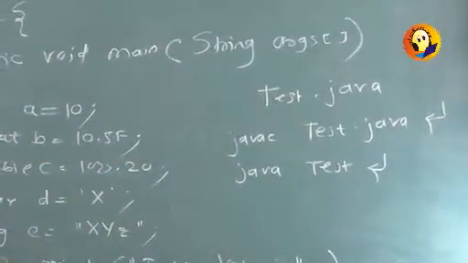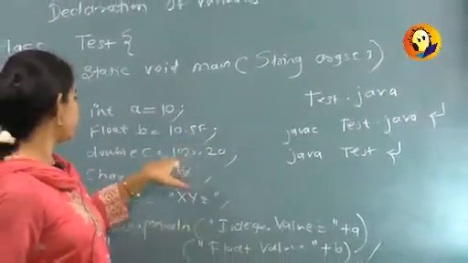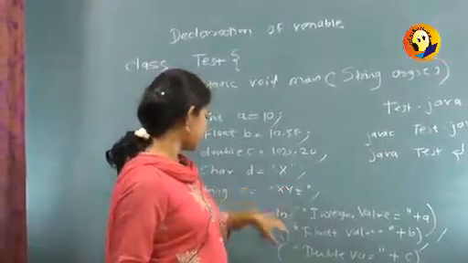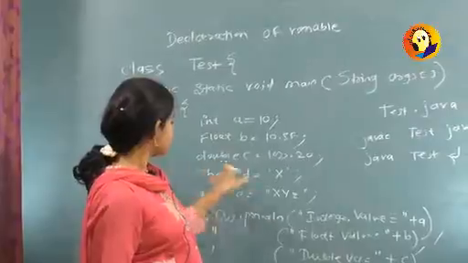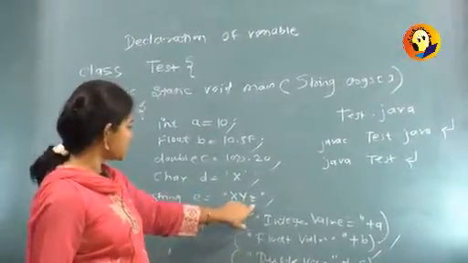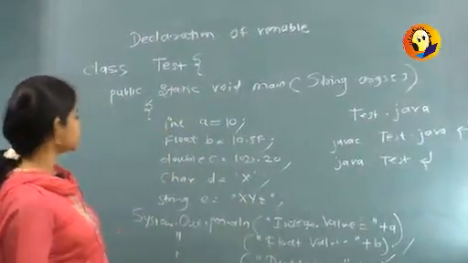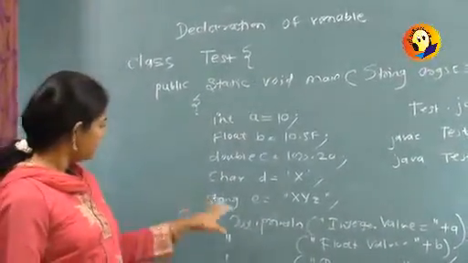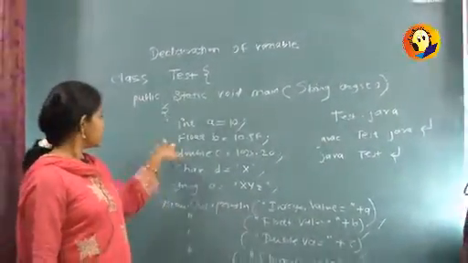So it will display some integer value equal to 10, float value is equal to 10.5, double value is equal to 100.20, character value is equal to X, and string value is equal to XYZ. For specifying one single character, you need to use single inverted commas. For specifying any string, we need to use double inverted quotes. So in this way, we can assign values to variables and we can display those values on screen. So this is direct assignment.